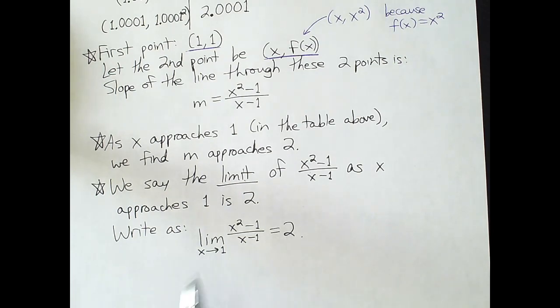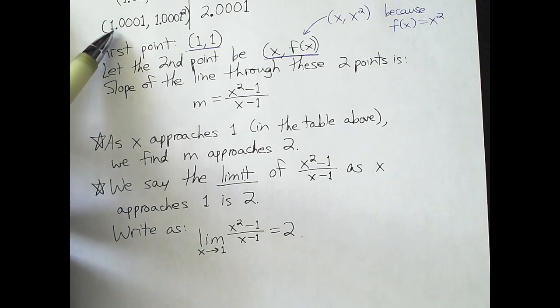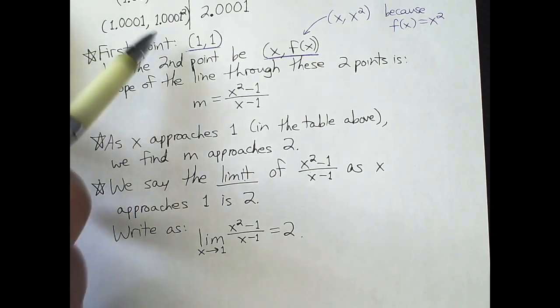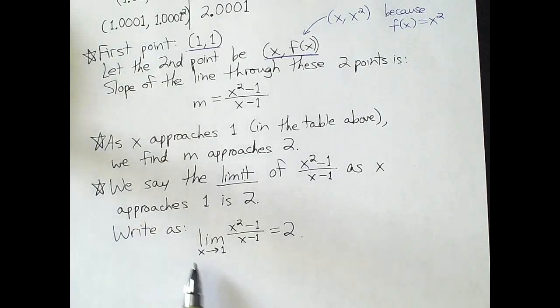So the x with an arrow pointing to 1 means x is getting closer and closer to 1, as it did in our table above. In fact, it got incredibly close to 1, 1.0001. Maybe we could let it get even closer, add some more digits and get even closer, right? The closer x gets to 1, the closer this expression gets to 2. And that's what this notation means.